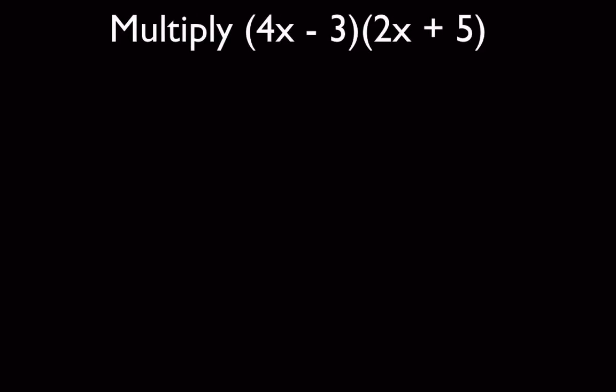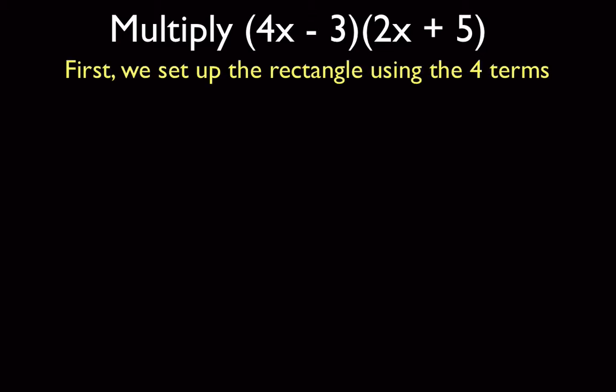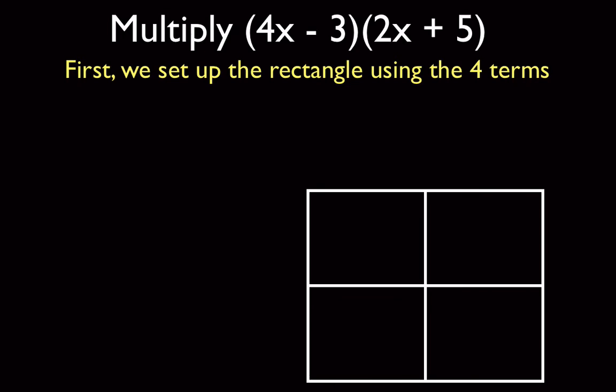Okay, so we're going to start right off the bat with an example. We're going to start with our generic rectangle, and what we're going to do is set it up. Now, the first thing I do is write my 4x there and my negative 3 right there.